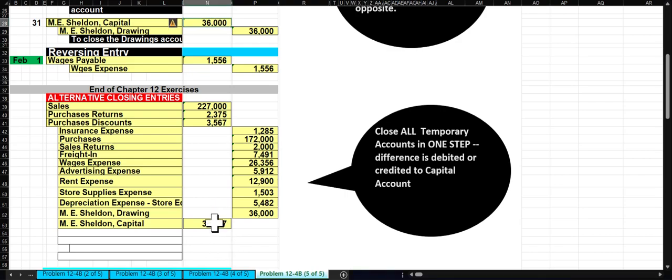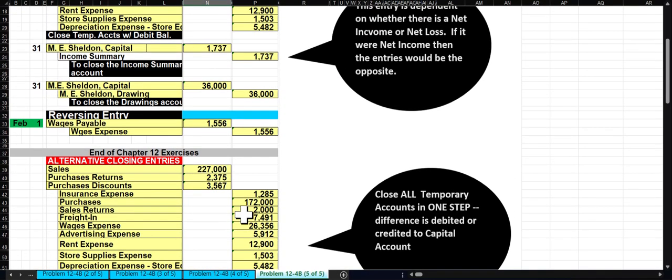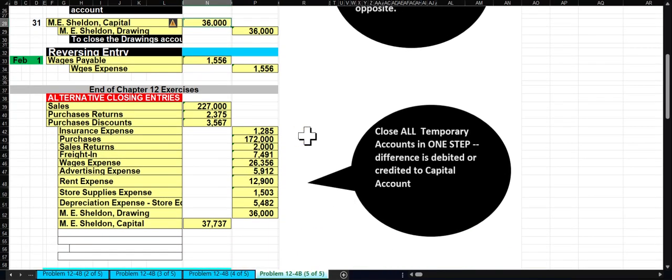Notice this number here. This is what I am debiting to capital. This should look familiar because $37,737 is in fact the total amount debited to the capital account. So with this approach, you just make one entry. You debit each temporary account with a credit balance, and you credit each temporary account that has a debit balance. And then the difference between the two is going to be debited or credited to capital.